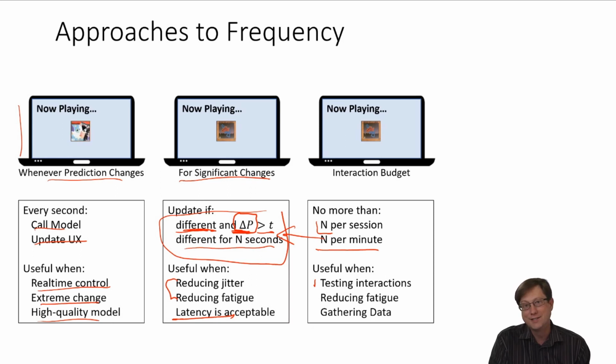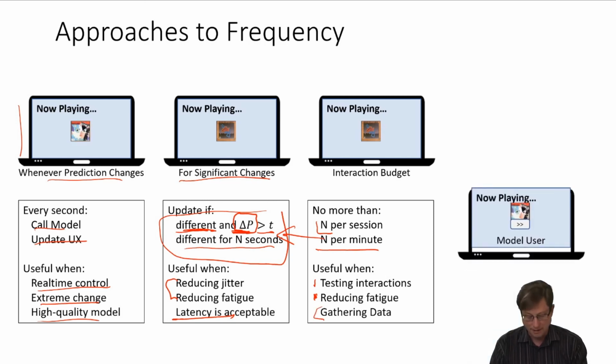Like I just have this throttle so that I only show each user at most one prediction per day, and I see how they interact with it, and then I use that to tune my thresholds or to know if I want to ship the model or not. You can use this as an additional filter to reduce fatigue, and also, like I said, gathering data for testing the interaction, stuff like that.